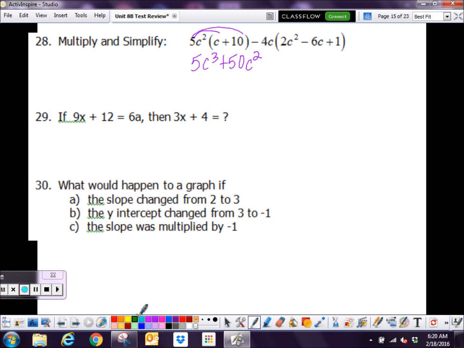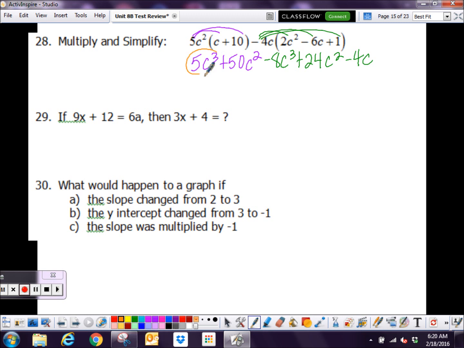Now I'm going to distribute this negative 4c. So that gets me minus 8c cubed plus 24c squared minus 4c. Now, after you distribute those, you are done multiplying. No more multiplying. Okay, so now we're just going to look for like terms.